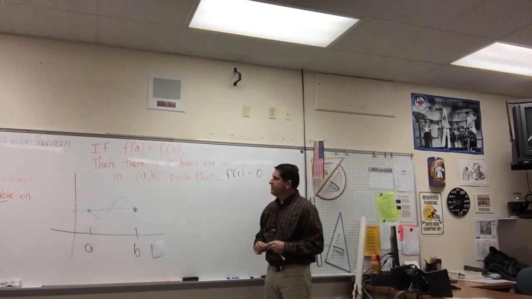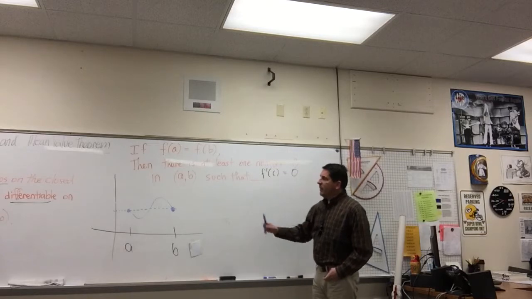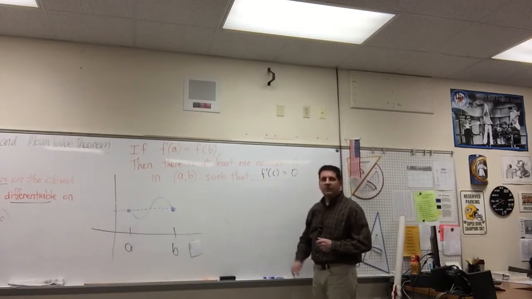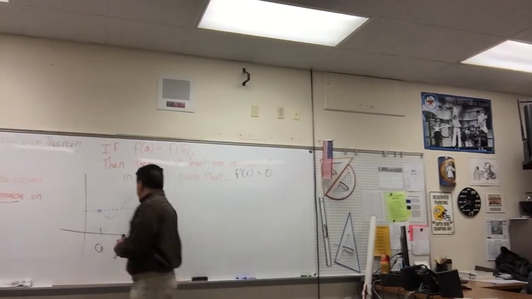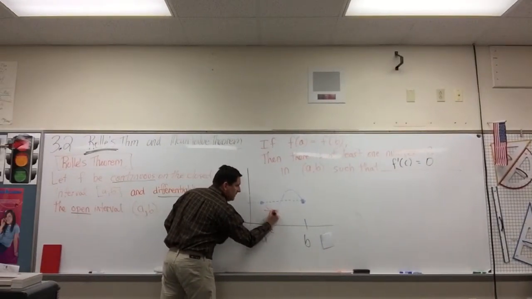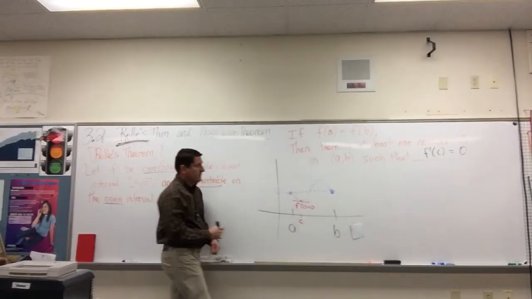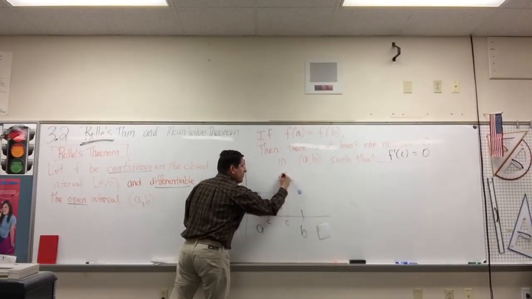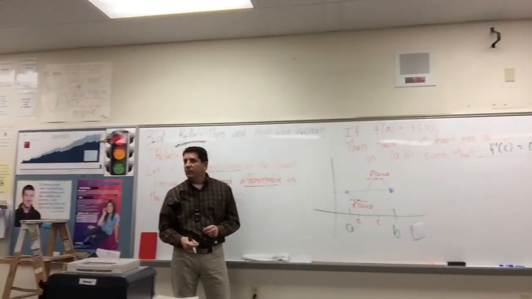Rolle said this: under these circumstances, I don't care what the function looks like, there has to be a place where the slope is equal to 0. In this case, there's two of them. There's this one right here. There's a c value that works because here f prime of c is equal to 0. And another one over here where f prime of c is equal to 0. Okay? This one happens to have two of them.